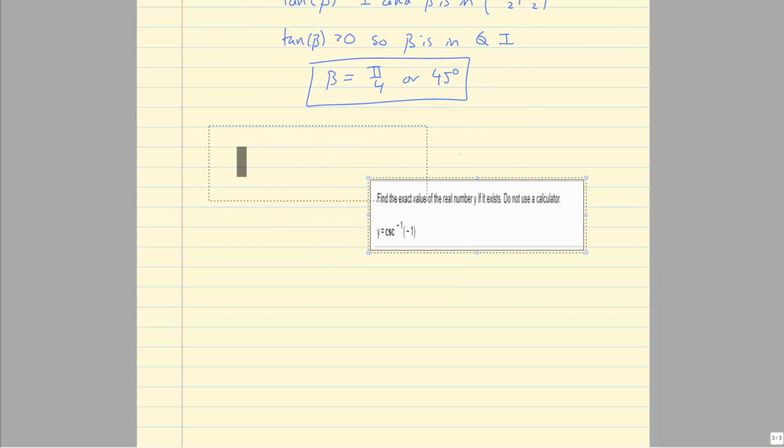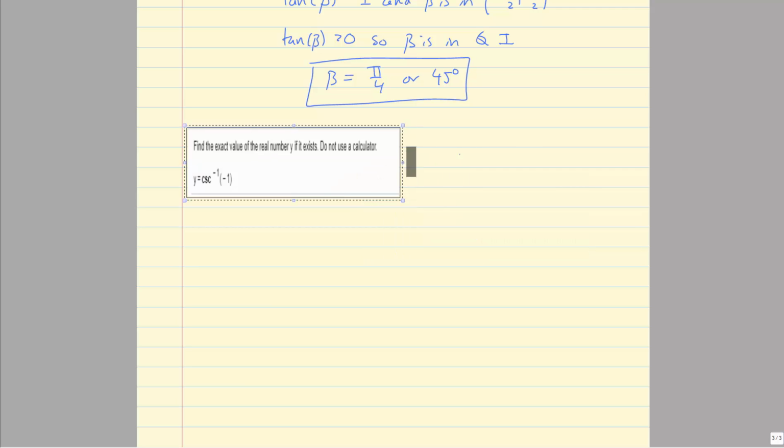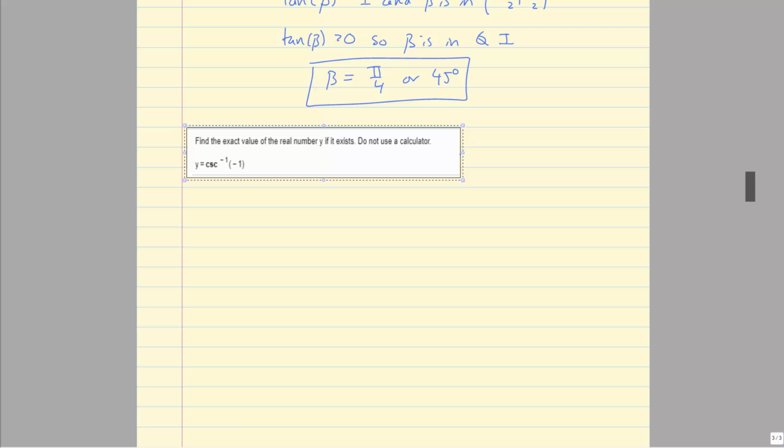These are a little bit different to evaluate. So it says find the exact value of the real number y if it exists. Do not use a calculator. But remember, you can use a calculator to check, but you won't have a correct answer unless you have the information that tells you about how you found it. So showing your work is ultimately important here.